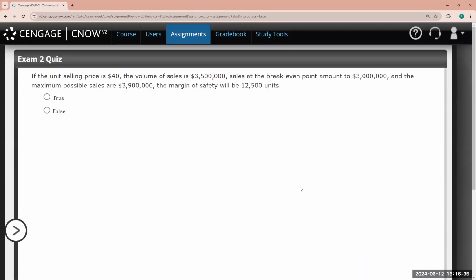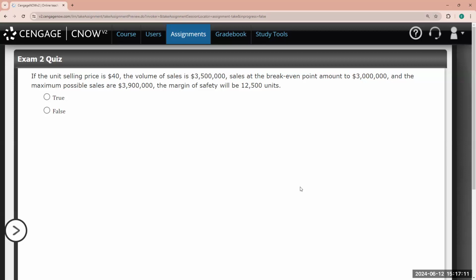So here we have this problem that's asking us about our margin of safety. So here it's telling us, if the unit selling price is 40 and the volume of sales is 3,500,000, sales at the break-even point amount to 3 million. And the maximum possible sales are 3,900,000. In such case, our margin of safety would be 12,500 units. So based on this information, it wants to know, is this true or is this false?